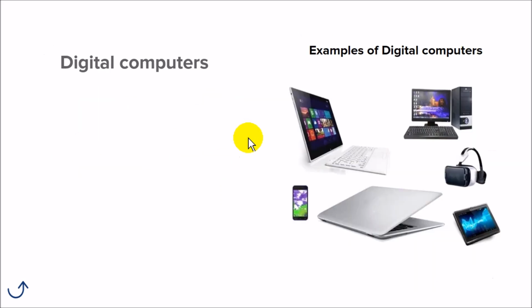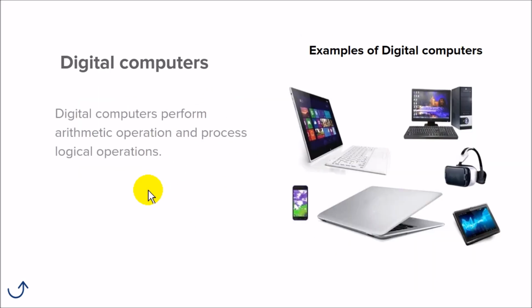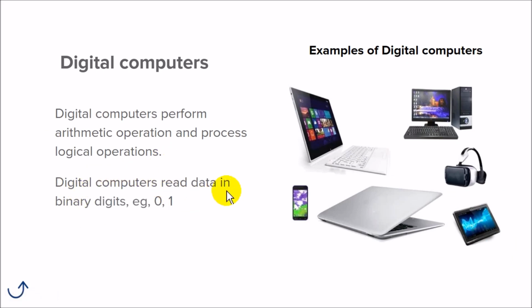So digital computers. For digital computers, they are known to perform arithmetic operations and also logical operations. Okay, so another thing that digital computers are known for is that they read data in binary digits. Now what does this mean? It means that as I'm using my microphone now to record this, what the computer understands is in a 0 and 1 format. So this is how they convert stuff. So my voice to the computer is read in 0 and 1 format.